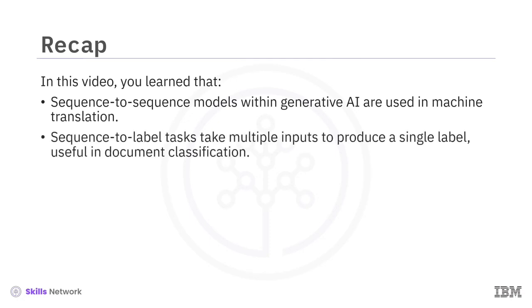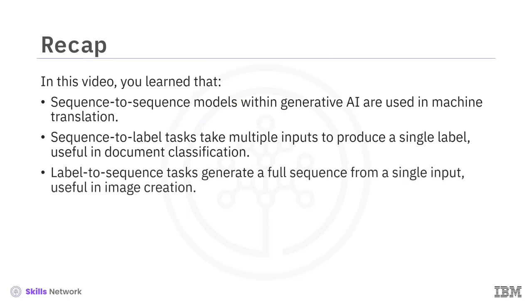Sequence-to-label tasks take multiple inputs to produce a single label, useful in document classification. Label-to-sequence tasks generate a full sequence from a single input, as seen in generative models for image creation.